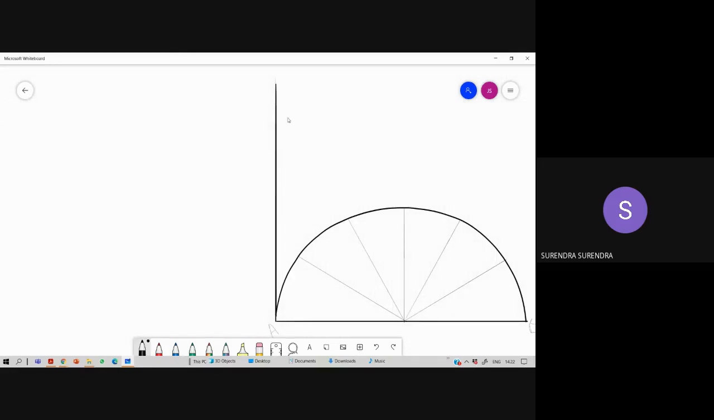Now divide this circumference into 6 equal divisions, as we divided the semicircle into 6 divisions: 1, 2, 3, 4, 5, and 6. Divide this straight line also into 6 divisions by using the inclined line method. I am not showing it here, but you follow the inclined line method and divide this straight line into 6 parts.